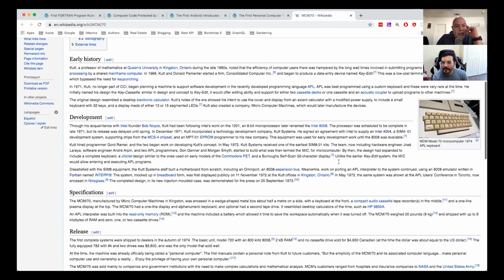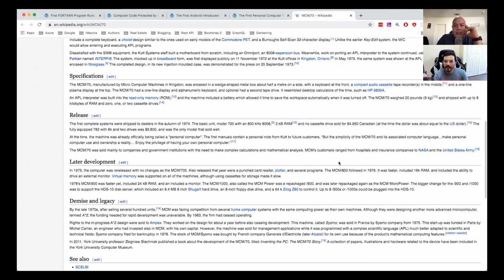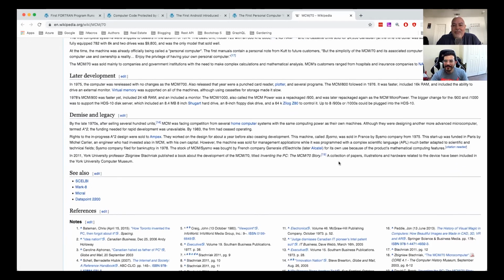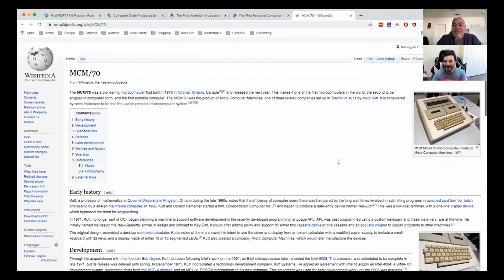Early history, development, specifications: released with 800 kilohertz, sold for $49.50 Canadian dollars. Wow. At the time it was equal to the US dollar, so the same price. Fully equipped, that's why it never sold, because it was too expensive. $9,800 for 2 drives was the only model that sold well. You couldn't even call it a personal computer because only big corporations were able to buy this. Buying a $500 phone is almost insane these days, but we do it anyway. That's pretty expensive for a little computer.